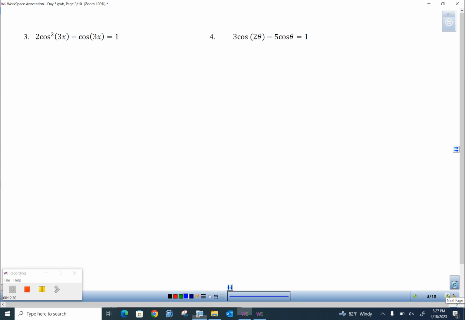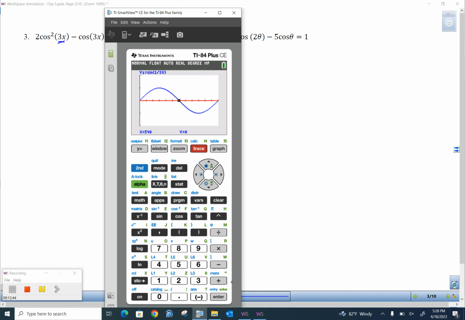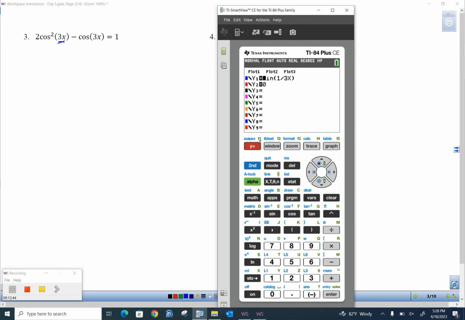Okay, looking at the next one, we did do some quadratics last time where we had a squared sine or cosine term, but again, this one has a coefficient in front of the variable, which means we're going to go ahead and graph to solve these ones as well. Okay, so just in your calculator is fine. We're going to move some stuff around. We want all of this to the other side, so 2 cosine. You'll notice it doesn't let you put that squared there. You're going to have to put your 3x, close it, and then square it, minus cosine 3x, close it, and then subtracting that 1 over.